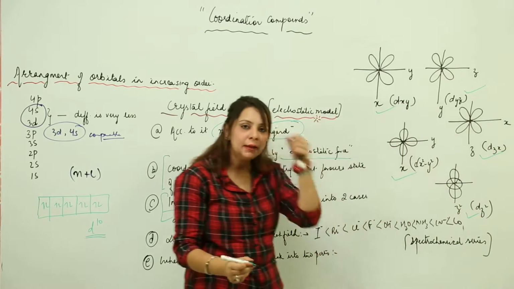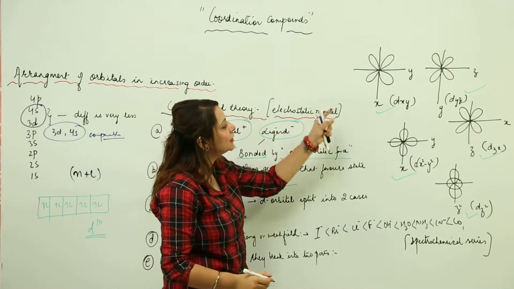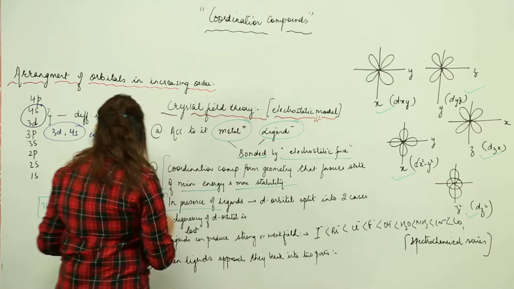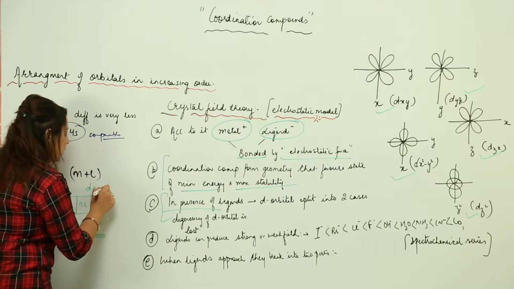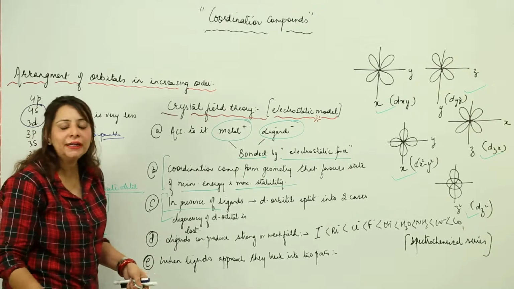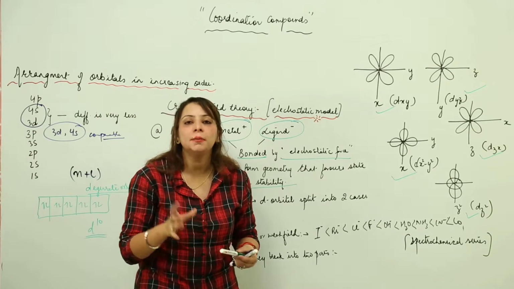This you have already done in chemical bonding. So if we talk about the energy of these 5 orbitals, they are degenerate orbitals. We know that they are degenerate orbitals. What do I mean by saying the term degenerate? It means that they possess the same energy.